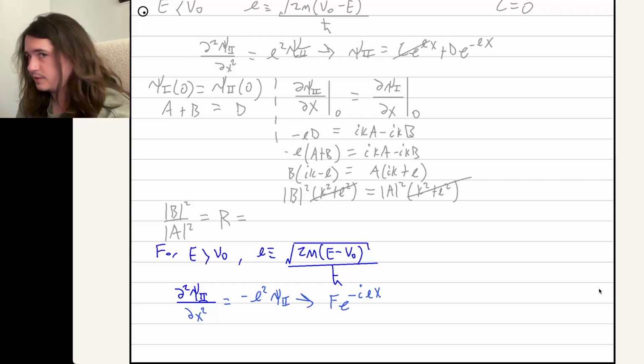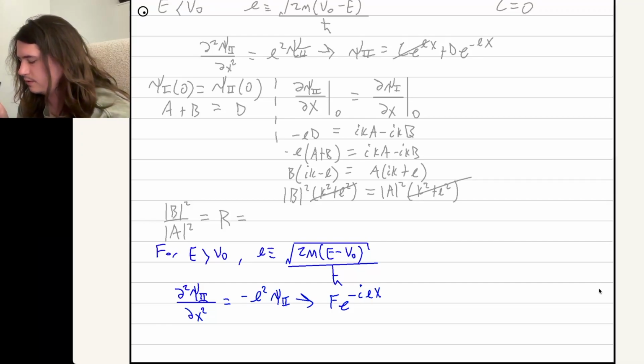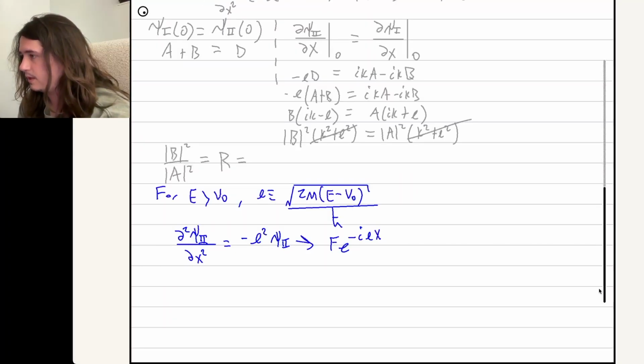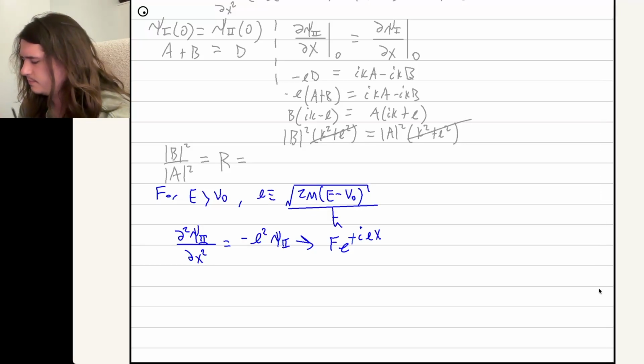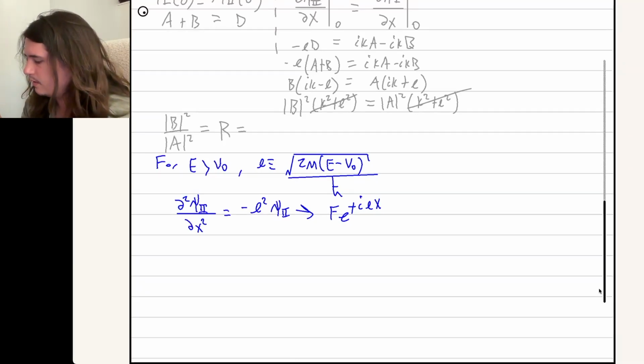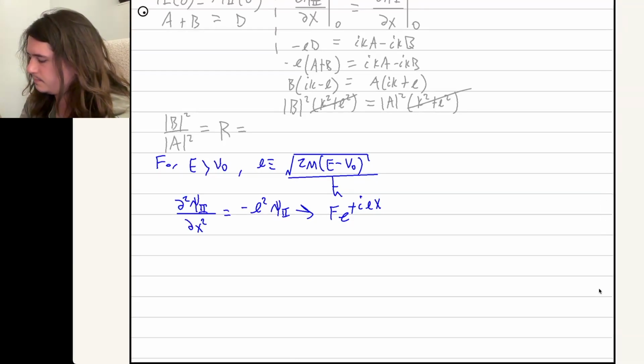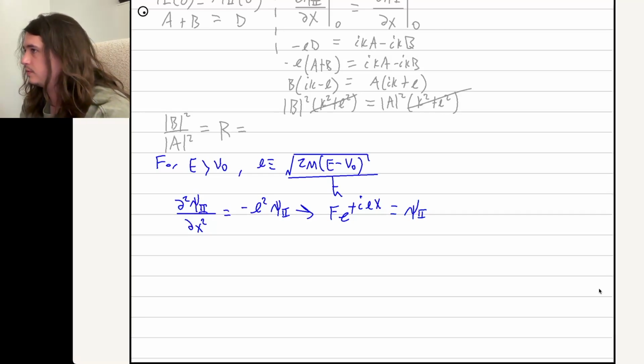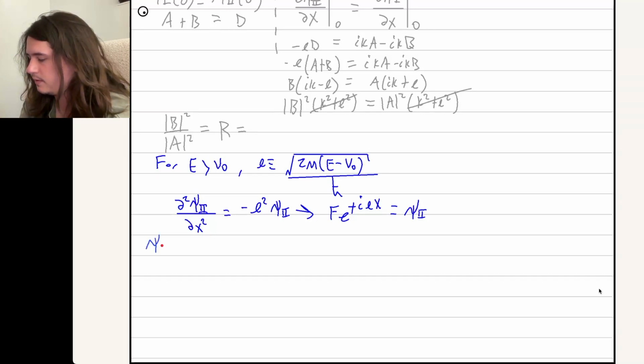given that we're assuming scattering from the left. If we weren't, then there'd be another constant there, but we're not. And that actually is plus iLx. Yes, assuming that we're scattering from the left. So that's psi 2. We can get the reflection coefficient for this guy, again, by doing boundary conditions. So we have the first condition again, that they're continuous at 0. It's not A.